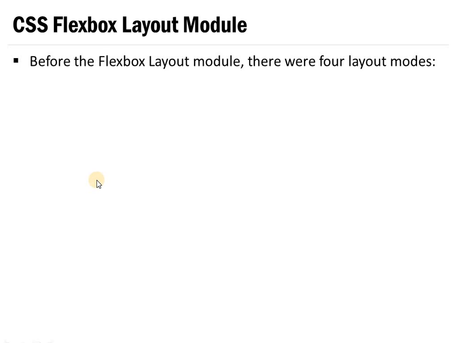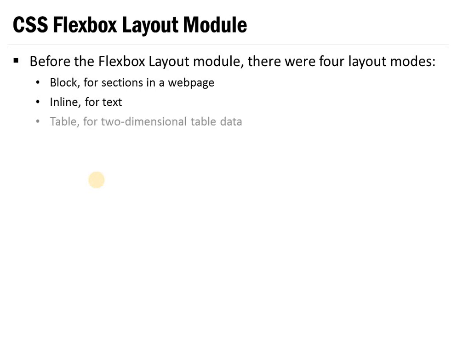Now there are a total of 4 layout models which are used to implement a layout like FlexBox. For example, the first one is block for a section in a web page. After that, we were using inline for text, table for two-dimensional table data, and positioned for explicit position of an element. So these are the modules that we were using.